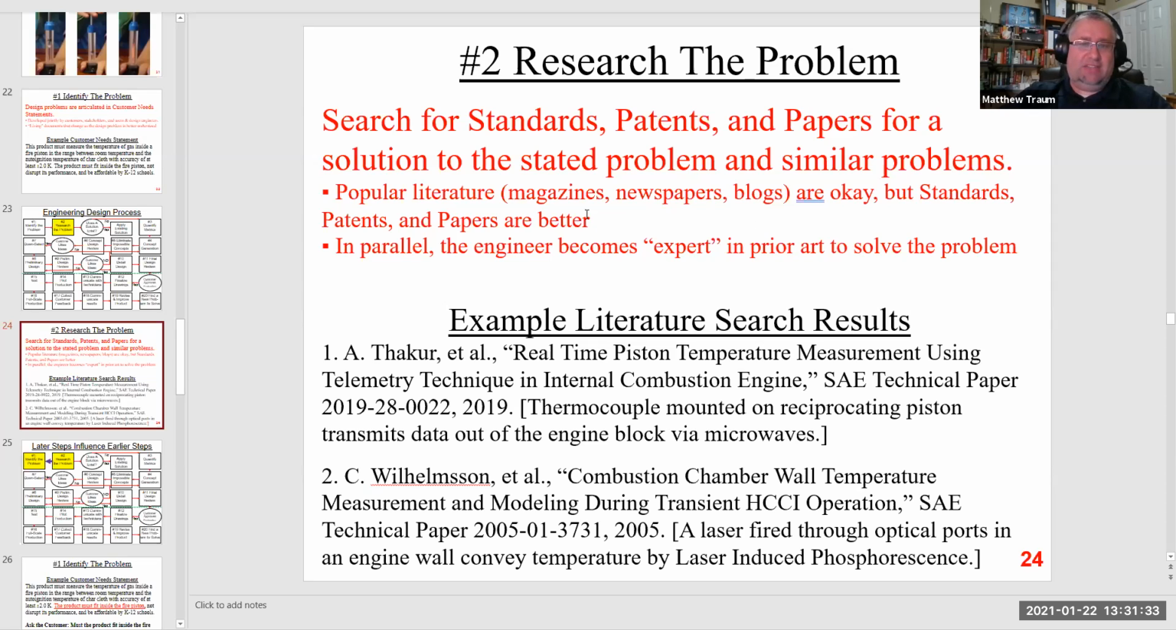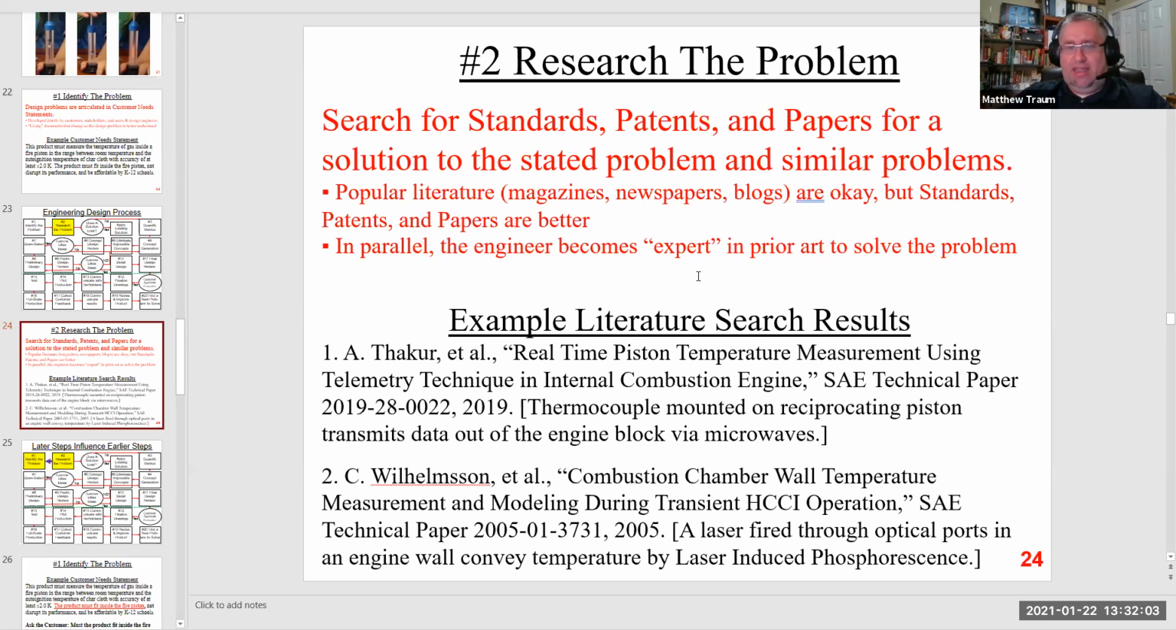And so in a lot of cases, you'll find more information in the popular literature, things like magazines, newspapers, blogs, YouTube, where people are sort of trying things out and experimenting with things. So if you cannot find standards, patents, and papers, it's okay to use magazines, newspapers, and blogs. But if you can find standards, patents, and papers, it's better to use those as references than things from the popular literature.